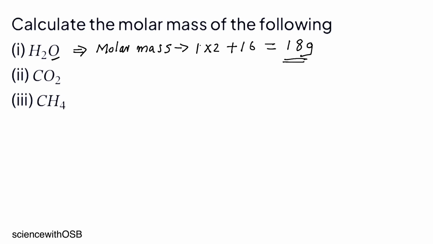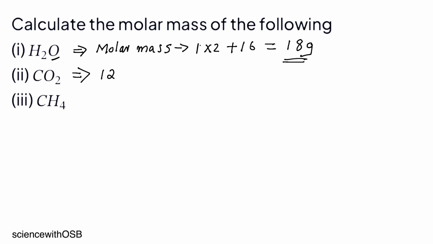Okay, remember molar mass means what? It is the mass of Avogadro number of particles. Okay, so the mass of Avogadro number of water molecules is 18 gram. Hope you understand. For carbon dioxide, how to calculate molar mass?